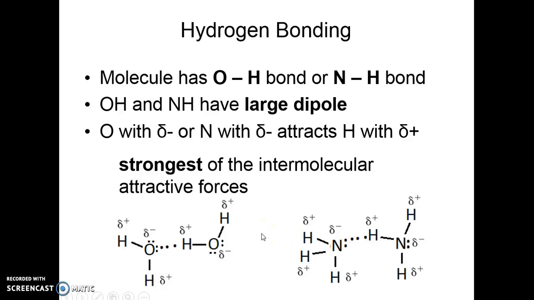This is the strongest of the intermolecular attractive forces. In fact, if we look at the order of attractive force, we consider London dispersion forces to be the weakest, dipole-dipole forces to be intermediate, and then hydrogen bonding to be very strong. So it's a strong intermolecular attractive force. However, it is much weaker than a covalent bond. Students will often hear that hydrogen bonding is very strong, and then they'll hear hydrogen bonding is very weak. Well, hydrogen bonding is very weak compared to a covalent bond, but it's strong compared to the other intermolecular attractive forces.